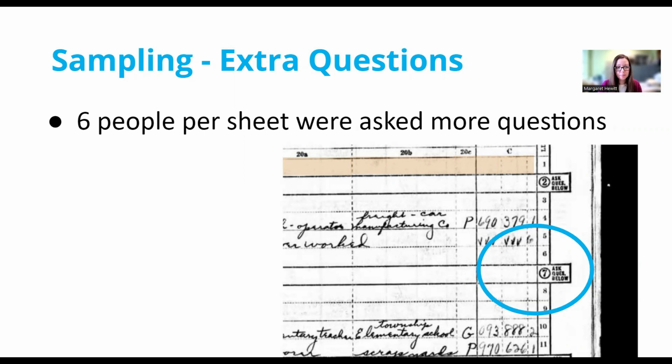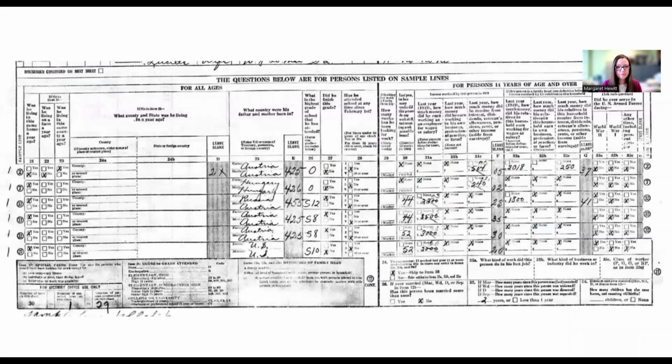That's your cue to check the bottom of the page. So below the main information, you will see this additional table for questions for persons listed on the sample lines. There's two sections here. The section on the left was for every person, and the section on the right was for people over the age of 14.